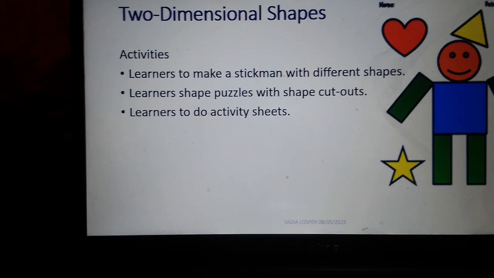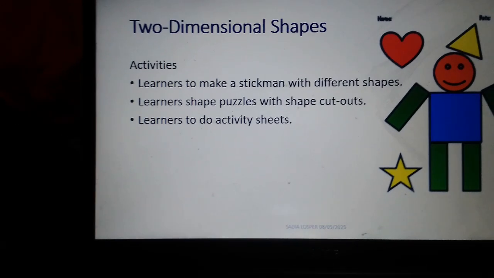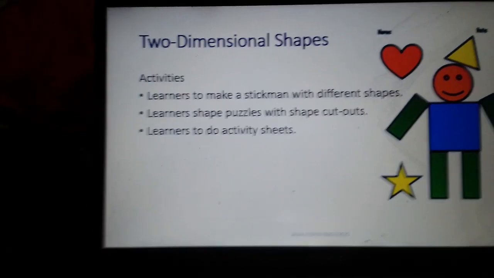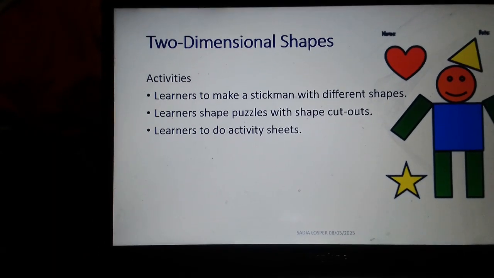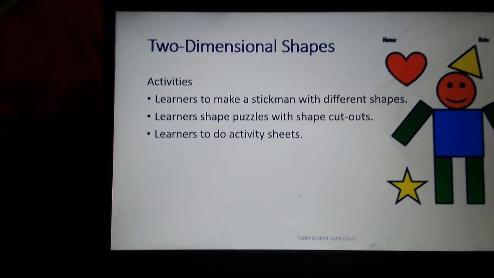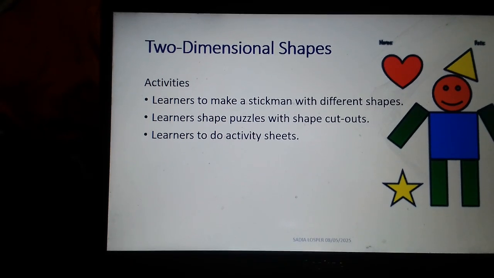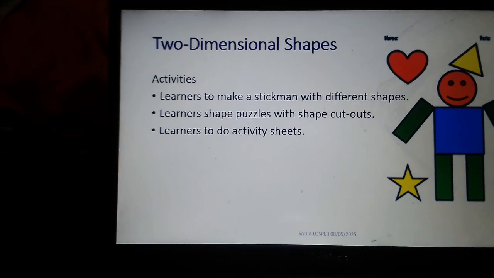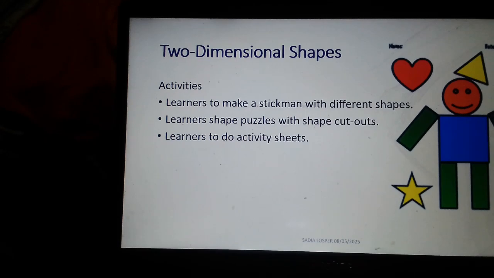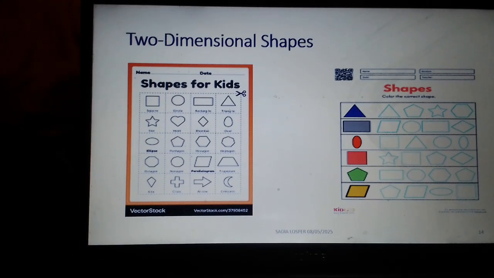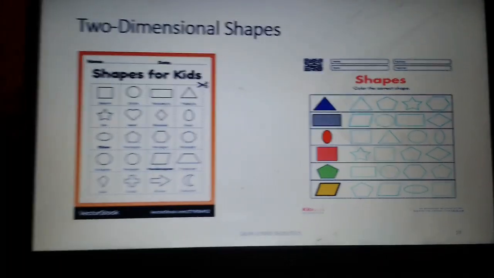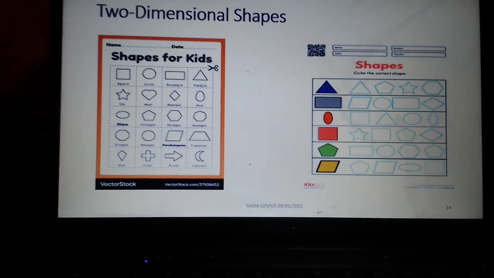Learners make shape puzzles with shape cutouts. Learners do activity sheets. What I mean by shape puzzle cutouts is I would give them a page. We would cut out some shapes. Then they can use those shapes to make a puzzle. And then lastly, activity sheets. Color the shapes. Follow the pattern.